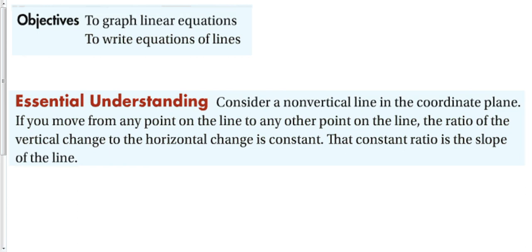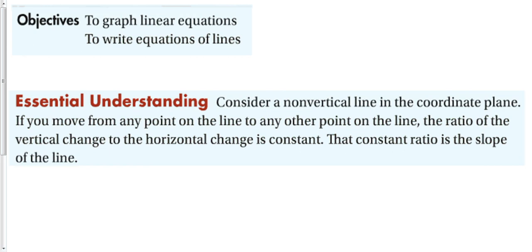So what you should know by the end of this section is, we should consider a non-vertical line in the coordinate plane. Okay? And if you move from any point on that line to any other point on that line, the ratio of vertical change to horizontal change is constant. And that ratio is called the slope.